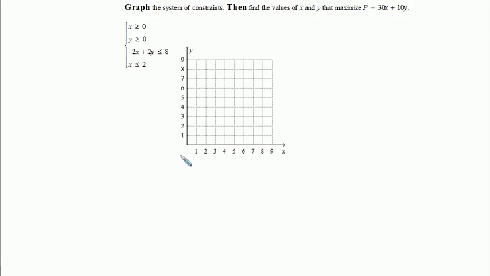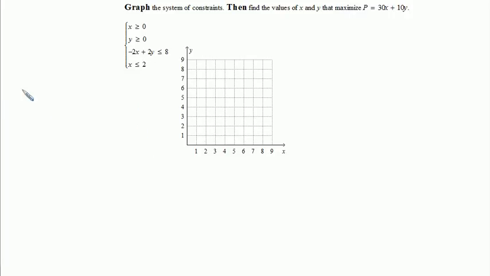Our last question asks us to graph a system of constraints that's provided here, and then find the values of x and y that maximize p equals 30x plus 10y. These first two, x is greater than or equal to 0 and y is greater than or equal to 0, just force us into the first quadrant, which is nice.